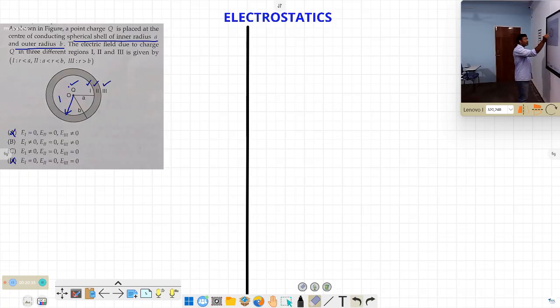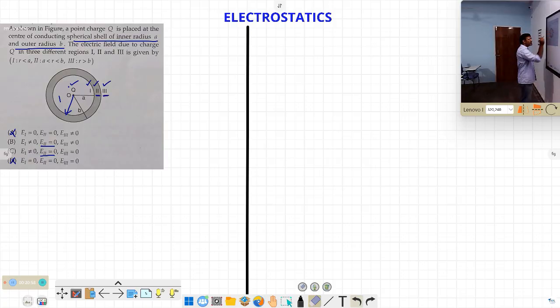Next, the second region. If you come across the second region, it is metallic, a metal conductor. Metal conductor means the electric field intensity inside the metal conductor is always zero. So E2 is zero always. The first option will be wrong, and the second is also zero. It is also zero. Both are correct. So we can't decide. Go to the third region.